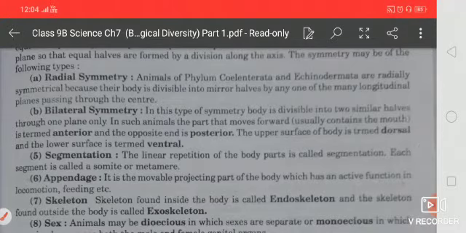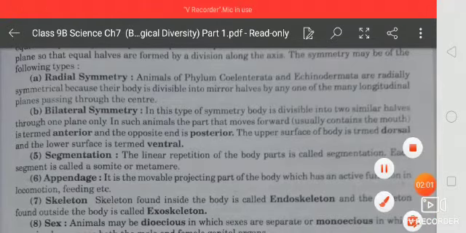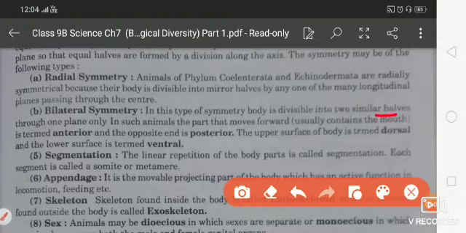And bilaterally symmetrical: in this type of symmetry, the body is divisible into two similar halves through only one plane. In such animals, the part that moves forward is termed anterior and the opposite is posterior. The upper surface of the body is termed dorsal and the lower is ventral. Next is segmentation. Here the linear repetition of body parts is called segmentation, and each segment is called a somite or metamere.